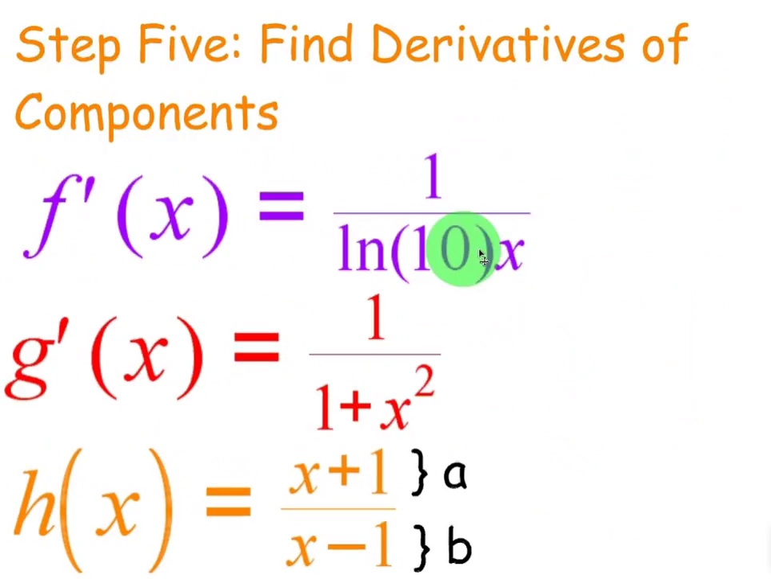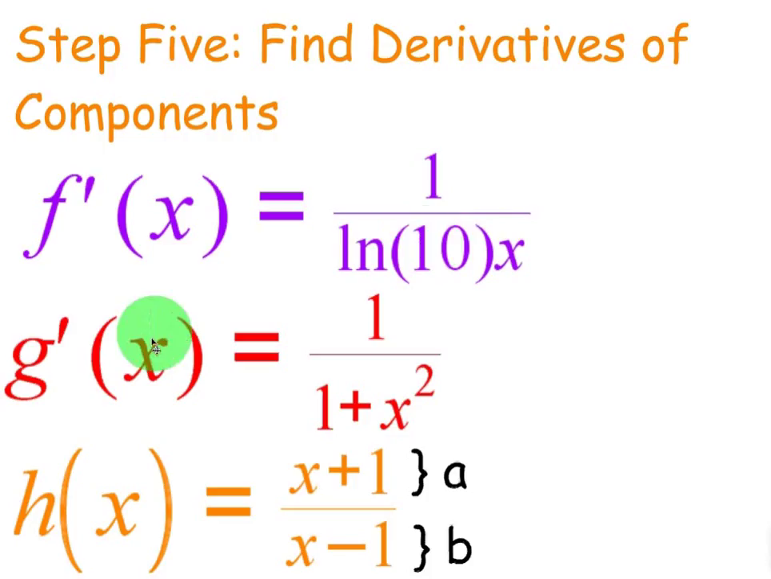So the derivative of log base 10 of x, I misspoke earlier. I was thinking of the exponential rule. The derivative of log base a of x is 1 over ln of a times x. Okay, that's why the derivative of ln of x is 1 over x, because it's 1 over ln of e times x, which just becomes 1 over x. So the derivative of log base 10 of x is 1 over ln of 10 times x.